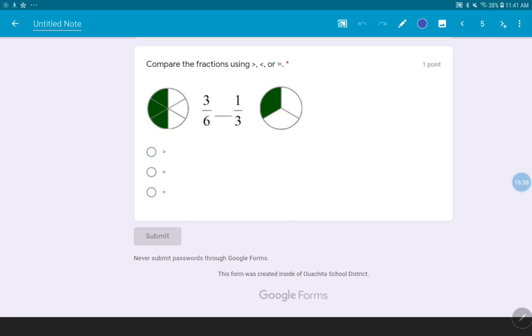And the last one, compare the fractions using greater than, less than, or equal to. So we've got 3/6 and 1/3. What do you notice about 3/6? Jacob, what do you notice about it? It's shaded in 3 parts of the 6. Okay, there's 3 parts shaded in. There's 6 parts in the whole thing.